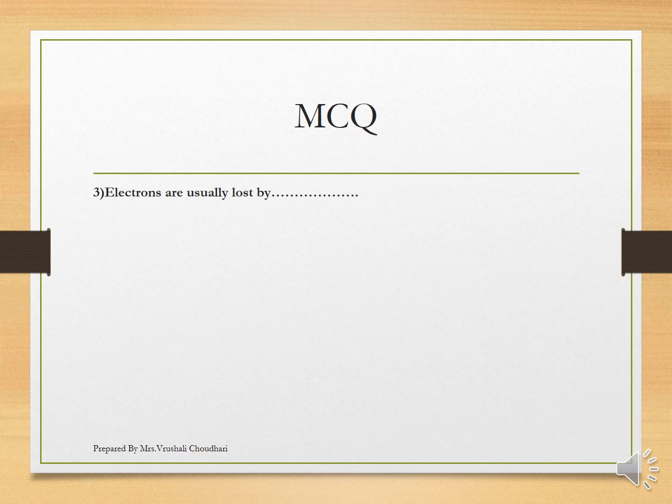Electrons are usually lost by which atoms in the formation of an electrovalent bond? What is required? It must require metals and non-metals. Metals want to become inert or complete their octet. How will they achieve that? They are going to lose valence electrons. So the answer is metals.